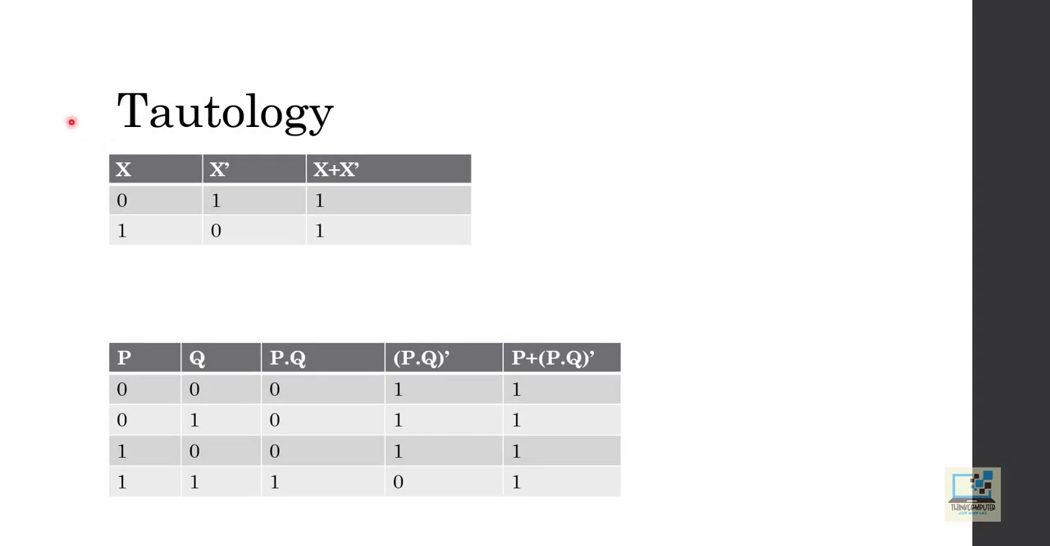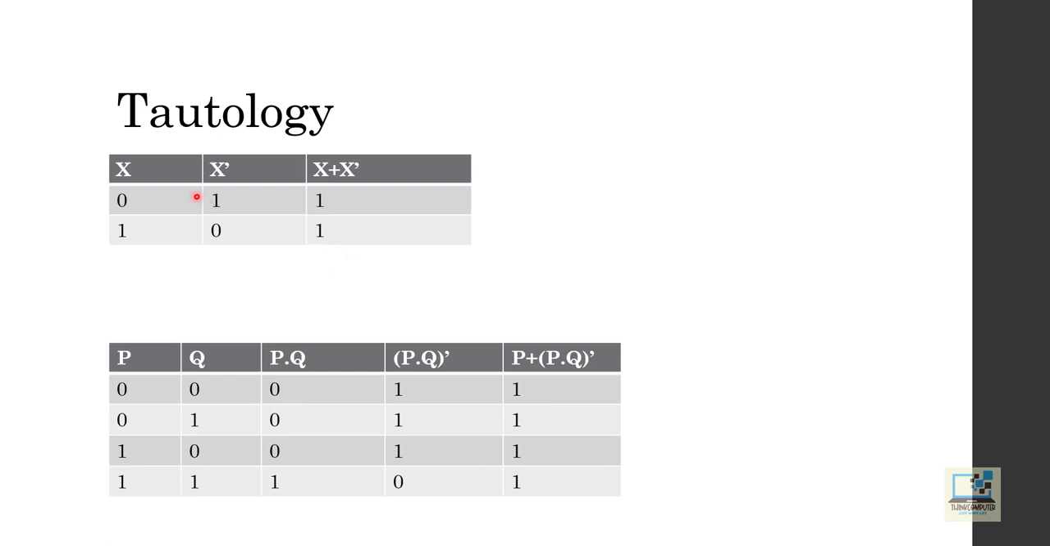So, tautology means a situation where the output of the truth table is coming 1 in every row, or true in every row. That means the result is always true or 1. So for every set of input, the output is coming true only. Here are two examples of tautology.